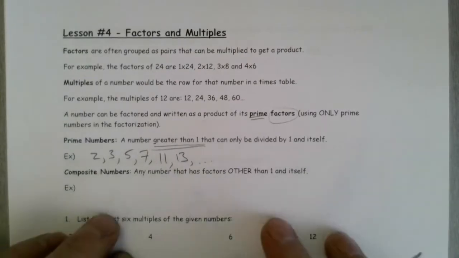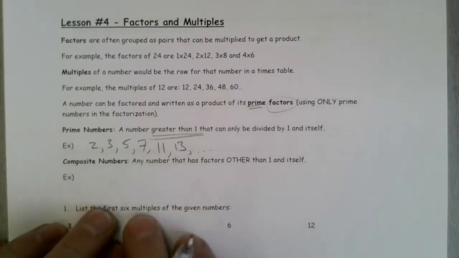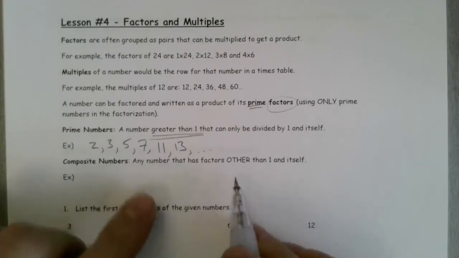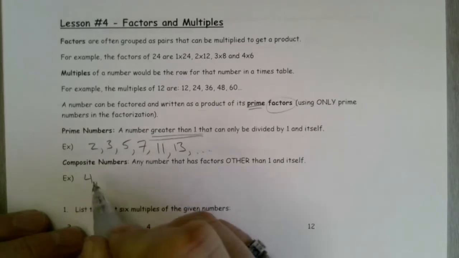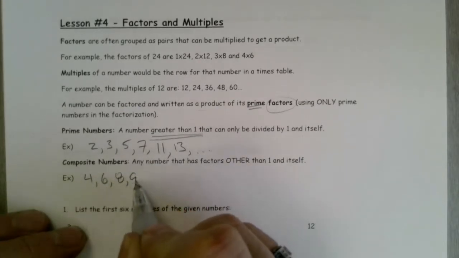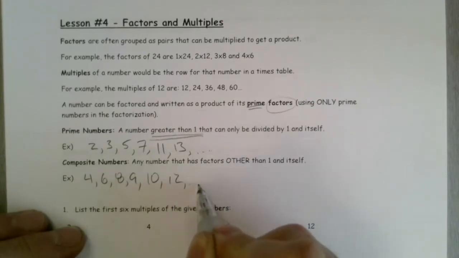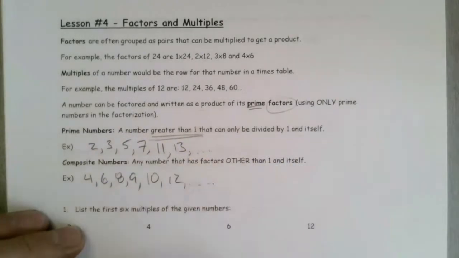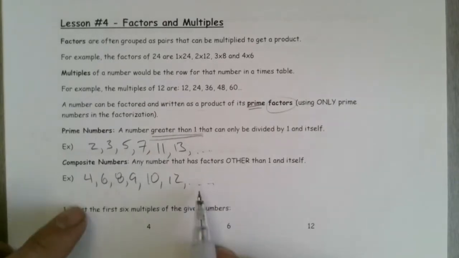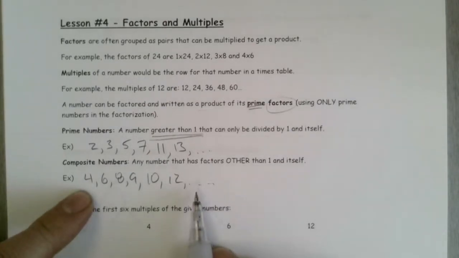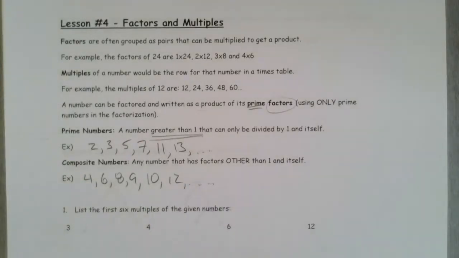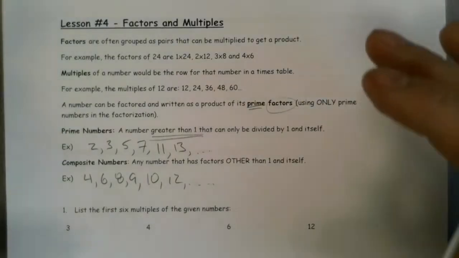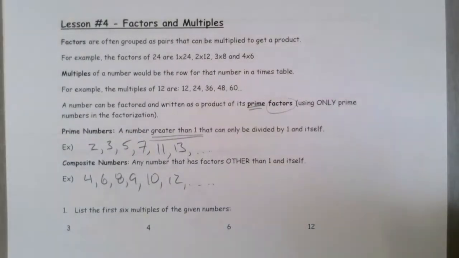Prime numbers, as opposed to composite numbers, which are any numbers that have factors other than 1 and itself. For example, we could talk about 4, 6, 8, 9, 10, 12. Notice most of the numbers that I've written out here are even, but they don't have to be. 9 is a composite number, and it's not even. 15 would be a composite number, and it's not even. Now let's take a look at some questions that revolve around a couple of these concepts.